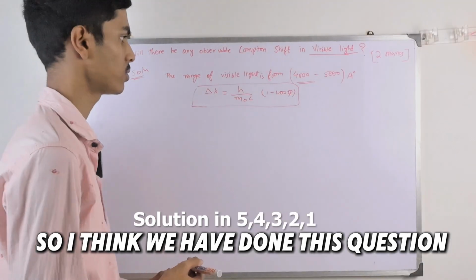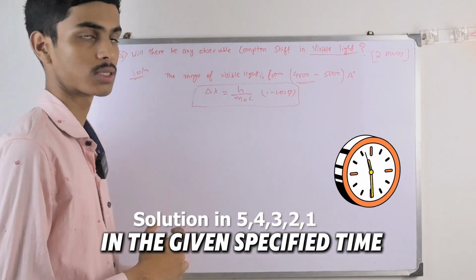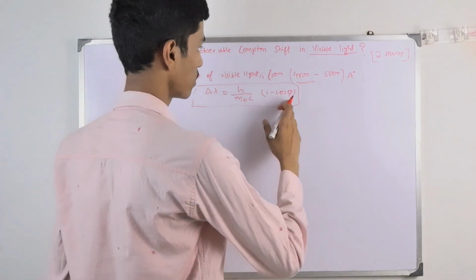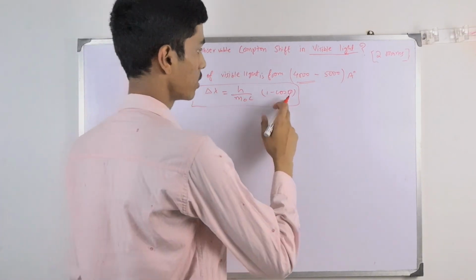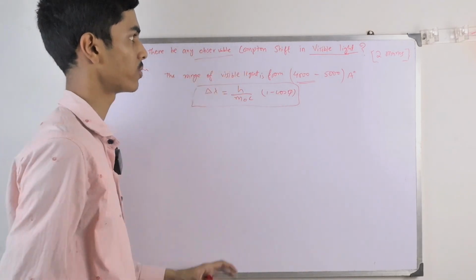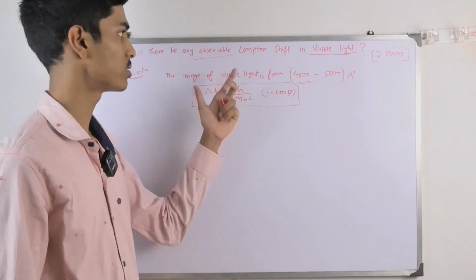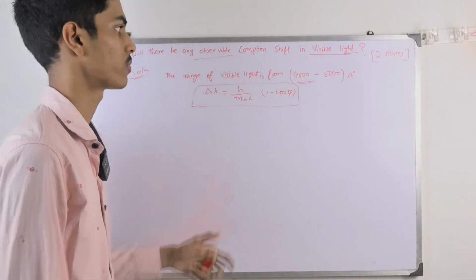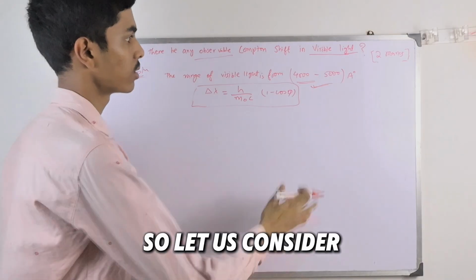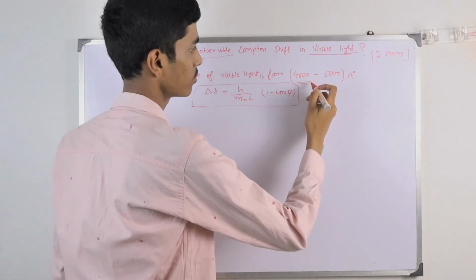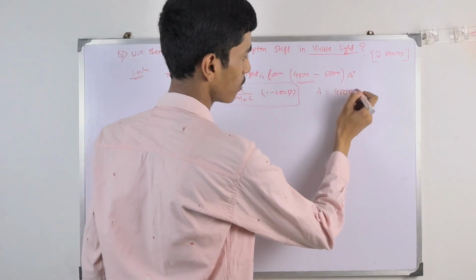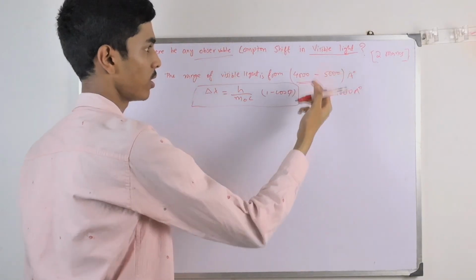So I think you have done this question in the given time limit. If not, then go with the solution. How to solve this question? This question is about whether there will be any observable Compton shift. So we have to check whether there is some Compton shift or not for the given range of wavelengths. Let us consider the lesser wavelength, so that would be easier for us. So let us consider lambda to be 4,000 Angstrom of the visible light.